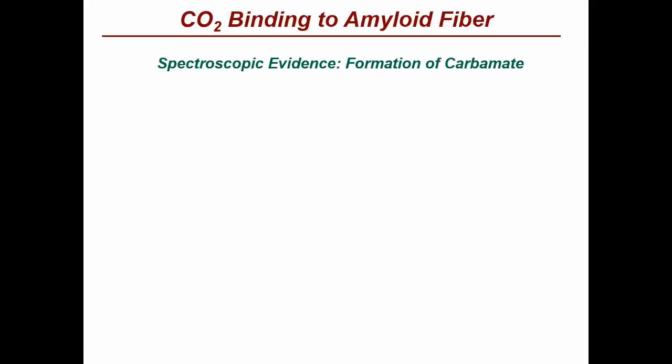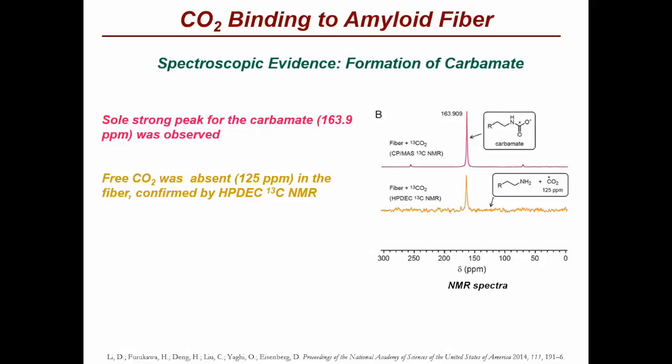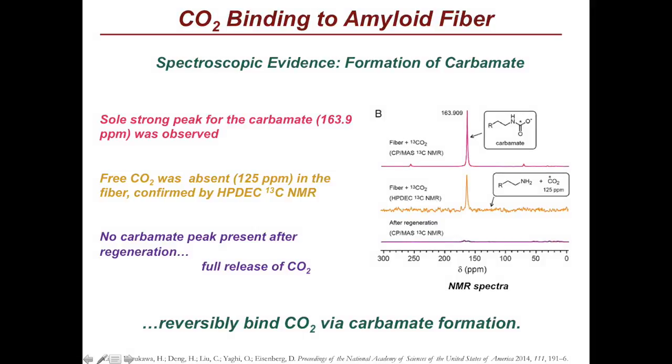So they did cross-polarization carbon-13 NMR and high-power decoupled carbon-13 NMR on these materials and found there is only one peak present at 163.9 ppm, which is the characteristic peak of carbamate. After regeneration of the material at mild temperature, 100 degrees Celsius in nitrogen flow, you can see that the carbamate peak was absent, which basically shows that all the CO2 was released. So these data show that carbon dioxide reversibly binds on amyloid fiber via carbamate formation.